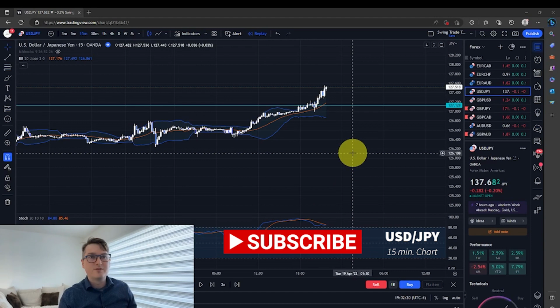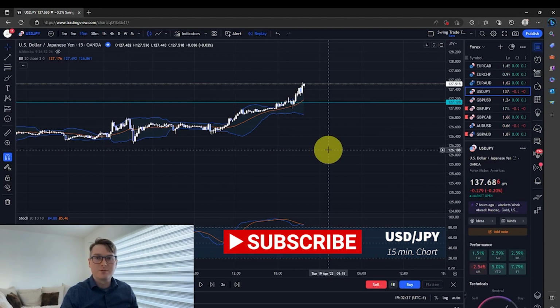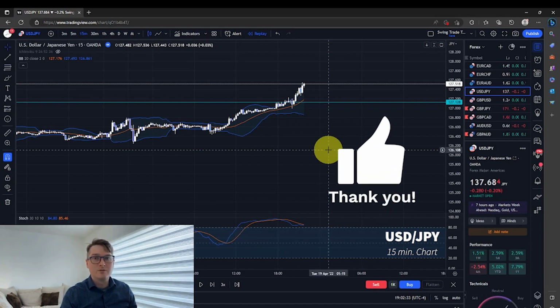Okay guys, now we're on the 15-minute chart of the US dollar Japanese yen. And now I actually use different settings for these lower time frame charts because in my experience, the Ichimoku system doesn't really work as well on the lower time frames. It works on the 30-minute, but anything below that I would not recommend it.